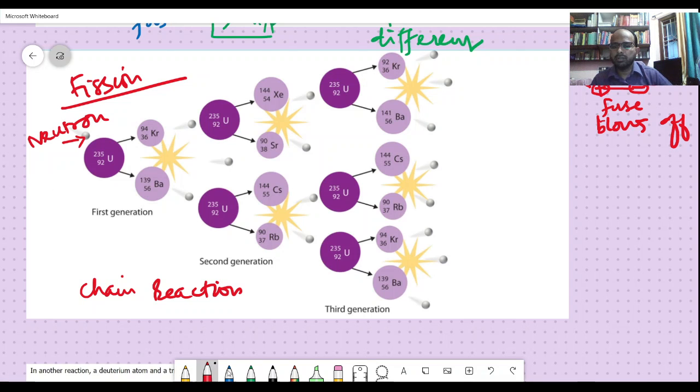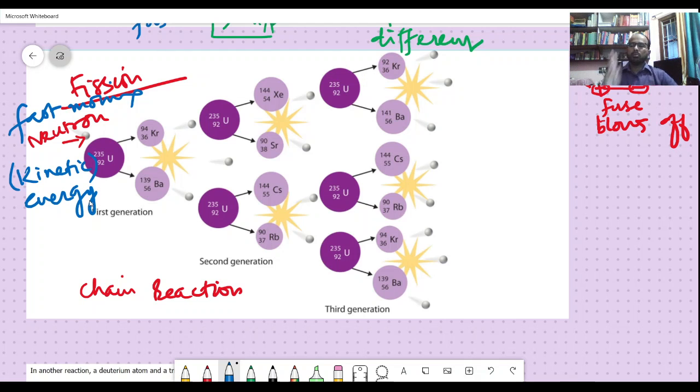This neutron we call the fast-moving neutron, or it is having more kinetic energy. Remember, this kinetic energy is used to overcome the electrostatic repulsion of the two protons. Because of the electrostatic repulsion, they will never join. But what you have to do is put in sufficient kinetic energy to overcome this electrostatic repulsion. So you put a fast-moving neutron into this.